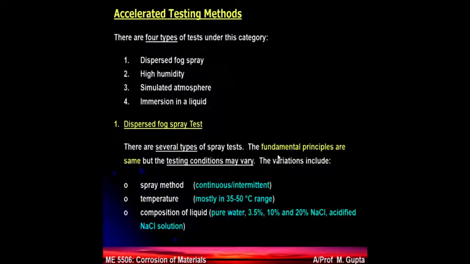So there are 4 types of accelerated testing methods, and these are the fog spray method, high humidity method, simulated atmosphere method, and the immersion method.